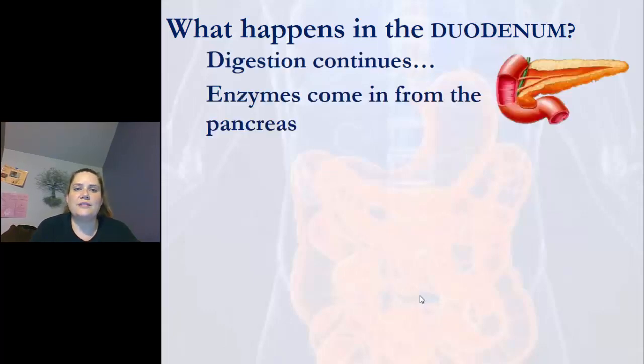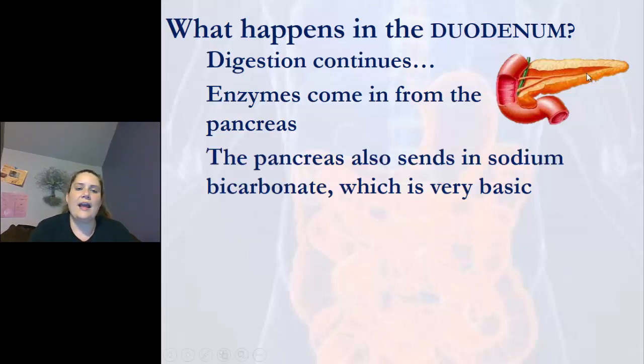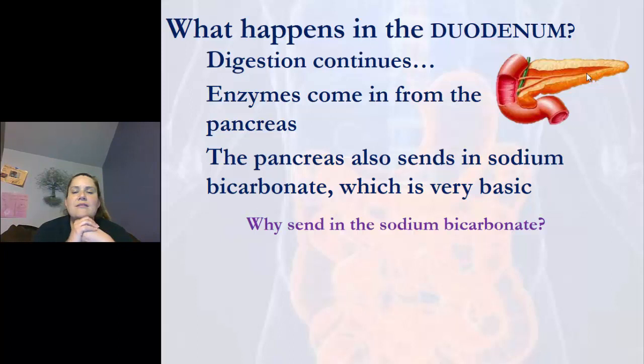So in the duodenum, digestion is going to continue. And at this point now, some enzymes are going to come in from the pancreas. This is the pancreas right here. Okay. And what's going to come in is those enzymes, but then also sodium bicarbonate. And sodium bicarbonate literally is just baking soda. Now it's not like shaking a box of baking soda in there. It's a solution, but sodium bicarbonate is going to come in, and that's really, really basic. Okay. So think about, why would you want that sodium bicarbonate to come in there?